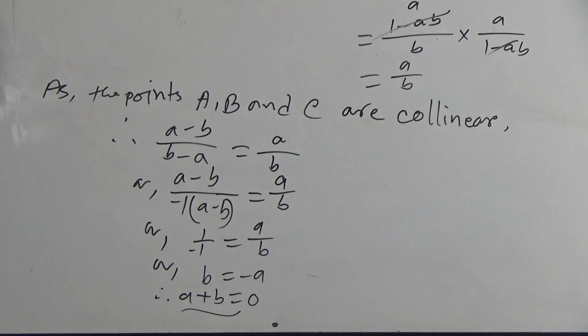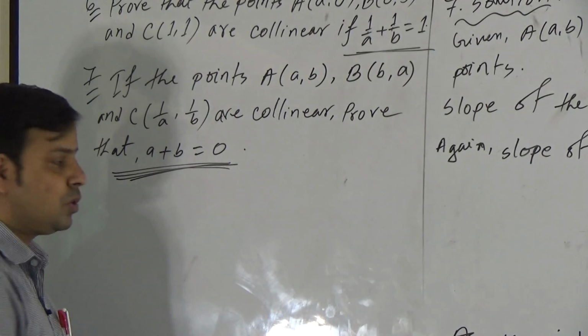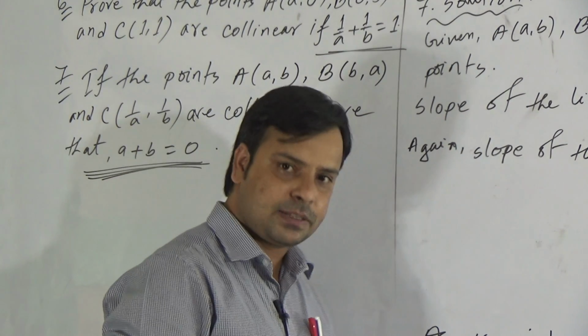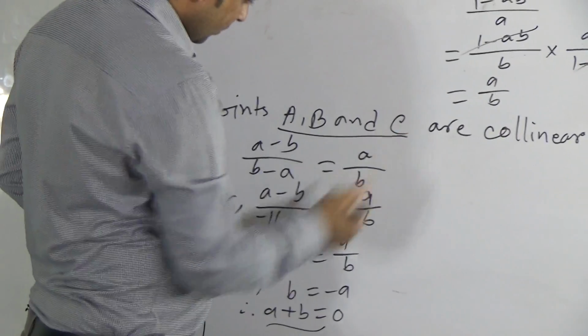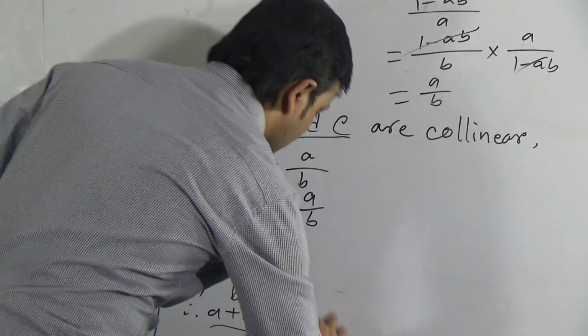Now see the question here. We need to prove that A plus B equal to 0. So the condition is satisfied here. It means that I have proved A plus B equal to 0 when the points A, B, C are collinear. Okay, dear students. So we can write here proved.